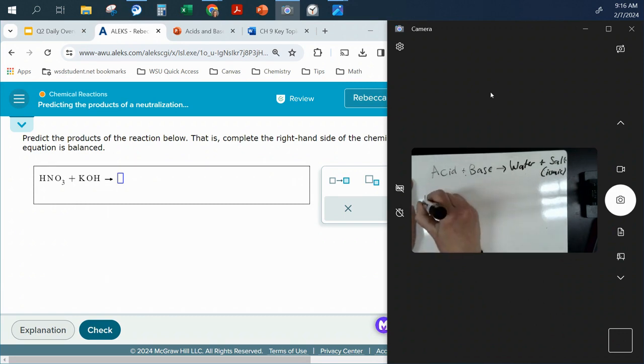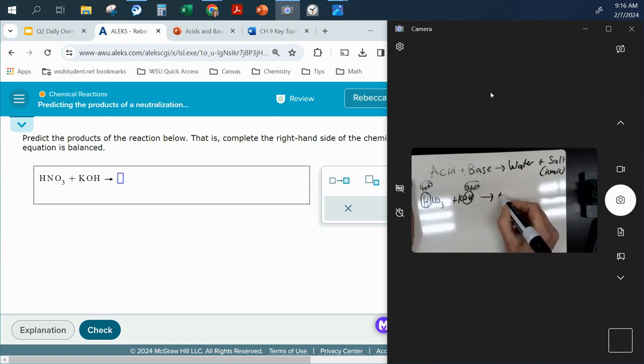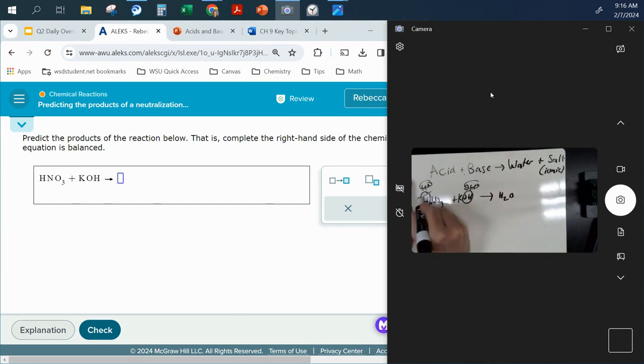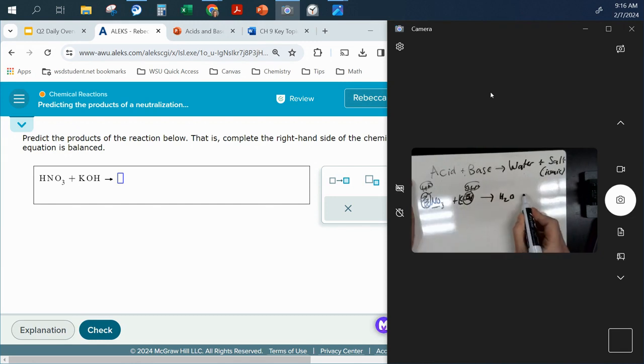So what I like to do, with HNO3, this one's pretty straightforward, we'll look for a little bit harder one, is circle the hydrogen and the hydroxide. So this is the acid part. This is the base part. These are going to combine and make water. So every time in this predict the products, you should always put water. And now they're gone. We can't use those anymore.